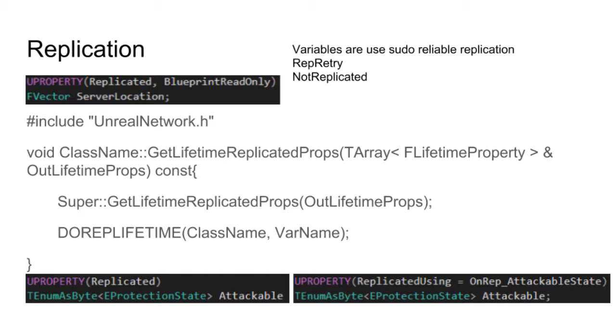When using ReplicatedUsing, simply include an equal sign with the function name. Note you cannot pass values here, as this function is simply called after the client receives a change in the variable. When using ReplicatedUsing, remember that any function that is called with ReplicatedUsing requires at least an empty UFUNCTION specifier.